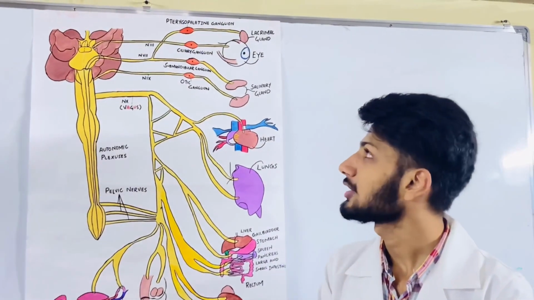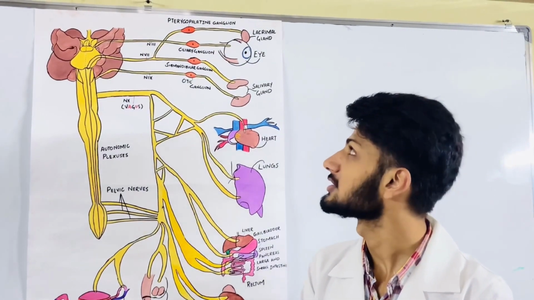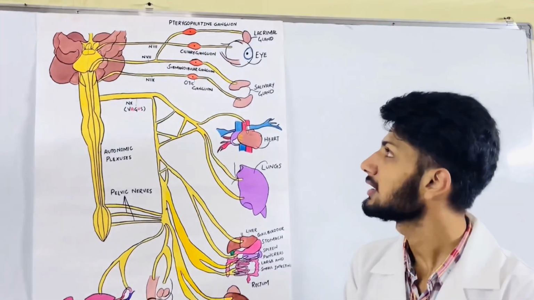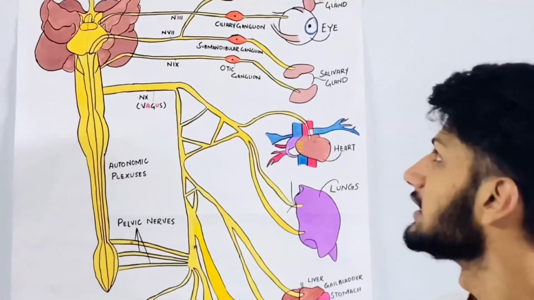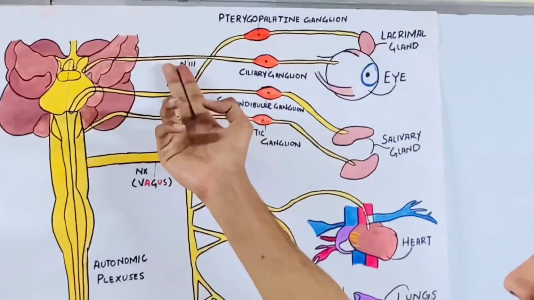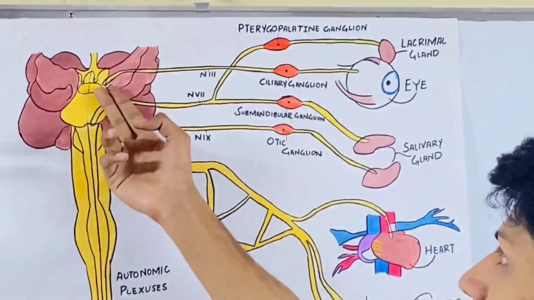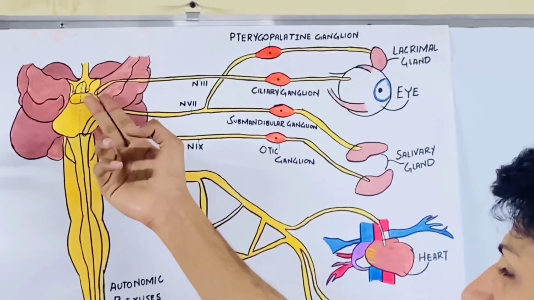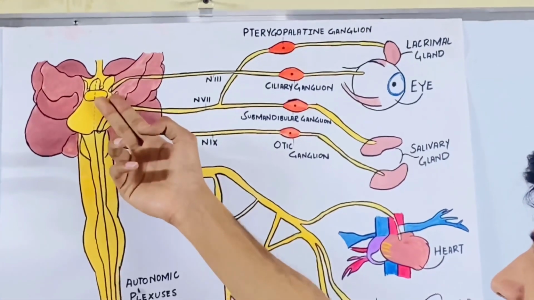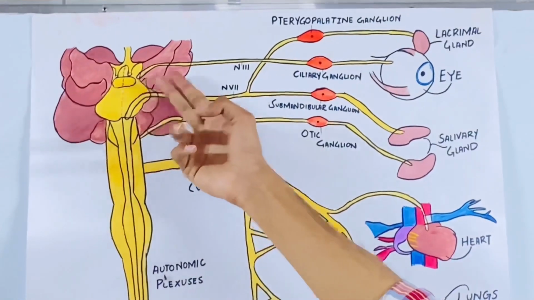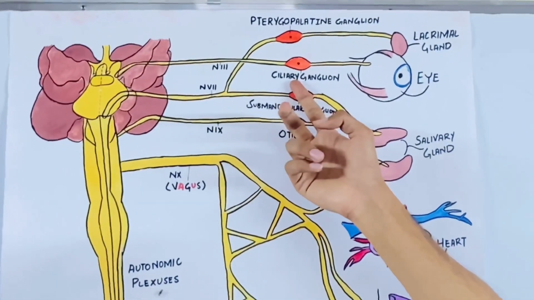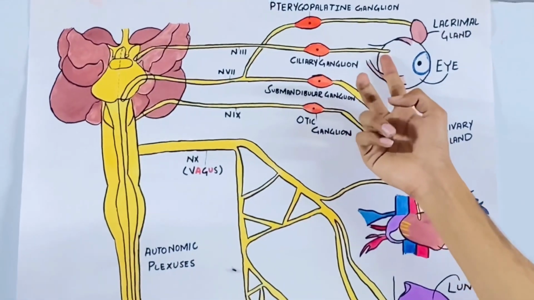Today I am going to explain the parasympathetic innervation of the whole body. Let's start with cranial nerve three, which is the oculomotor nerve. The origin of the oculomotor nerve is the midbrain at the level of the cerebral peduncle. It has a ciliary ganglion which innervates the ciliary muscle of the eye.